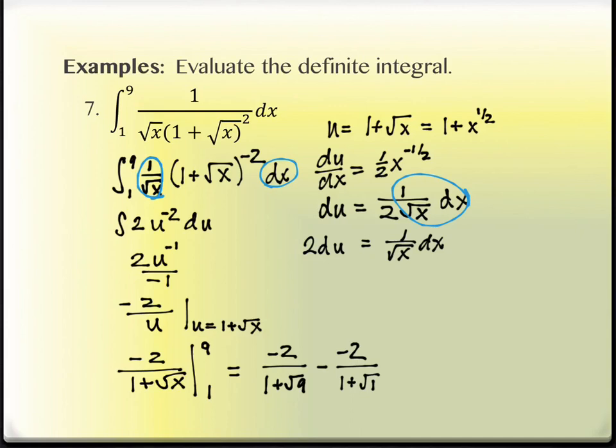Square root of 9 is 3. So this is negative 2 over 1 plus 3, which is 4. This is minus the negatives. This is plus 2 over 1 plus square root of 1, which is another 2. So this is 2 over 2. So I have negative 1/2 and positive 1, which gives me a positive 1/2.